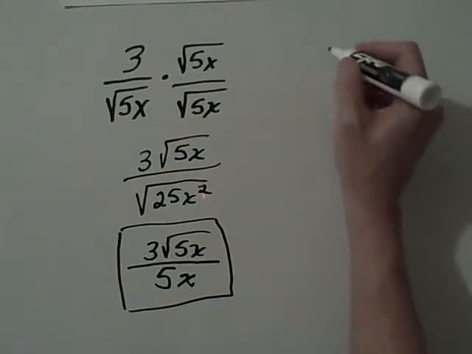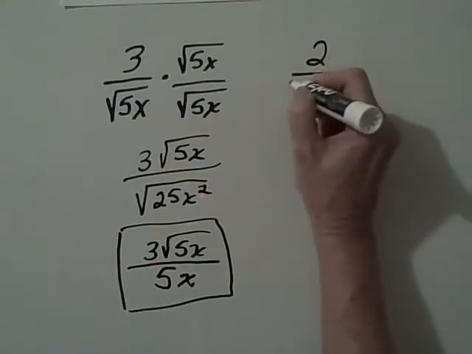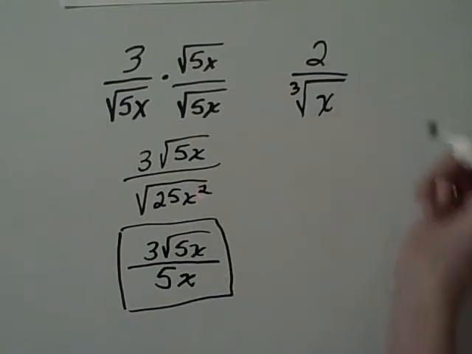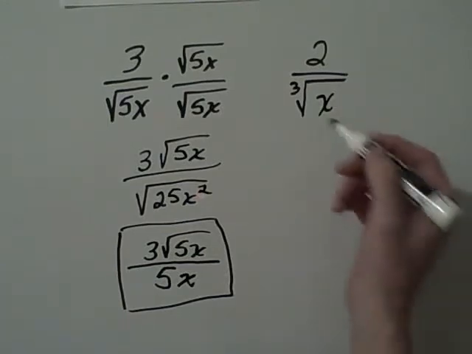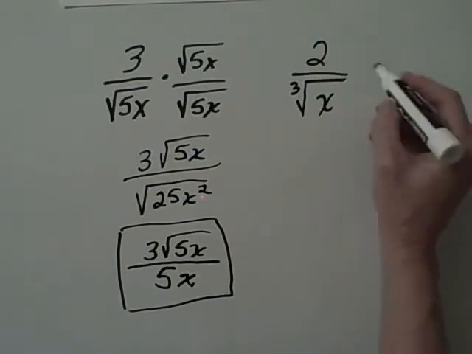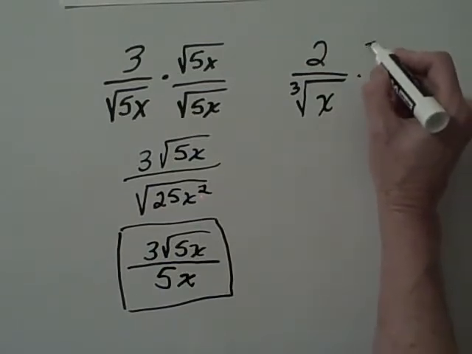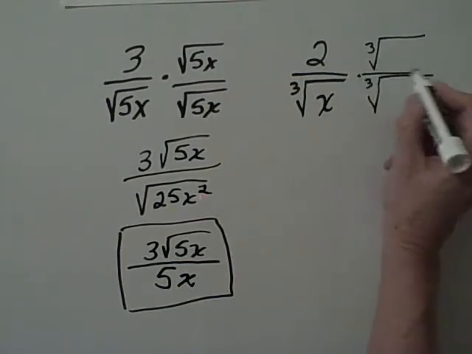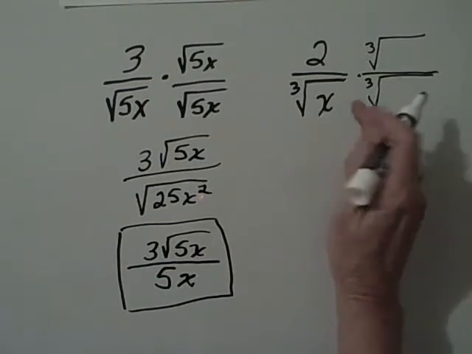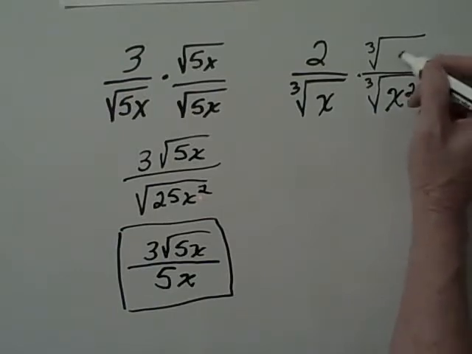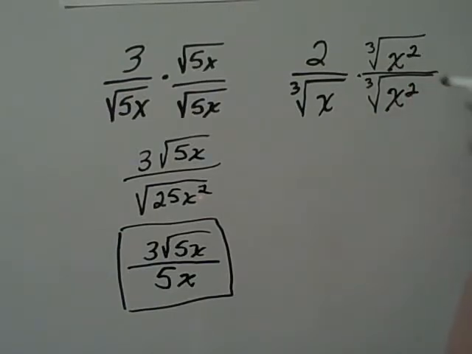If we had 2 over the cube root of x, we need to rationalize this denominator. However, if you notice, when we multiply by another cube root, we have to have one so that when I multiply, I'll have a group of 3. I only have 1 here. So I'm going to need the cube root of x squared. Once again, I'm multiplying by the number 1.